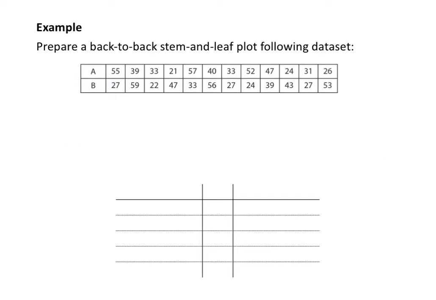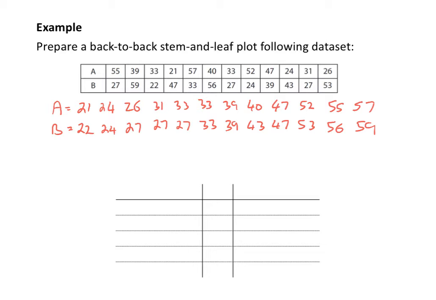So we want to prepare the back-to-back stem and leaf plot for the following data set. And we've got data set A and data set B. So the first step is going to be to go ahead and place each of those data sets into ascending order. So now that both data sets have been arranged into ascending order, I can go ahead and have a look to see what scale I want to use.